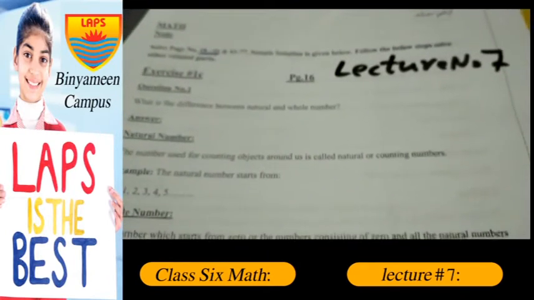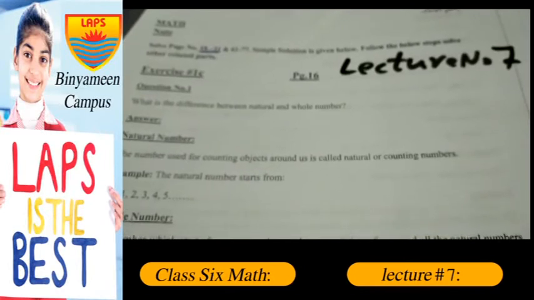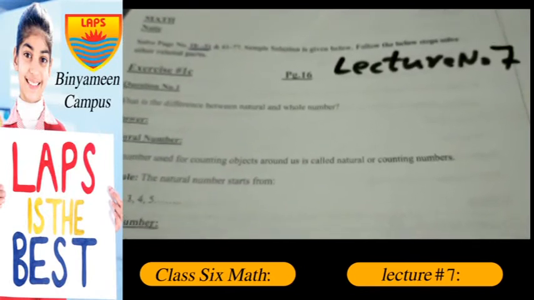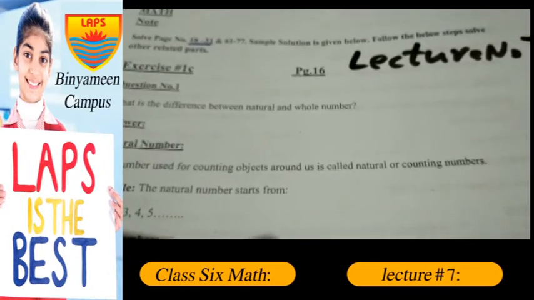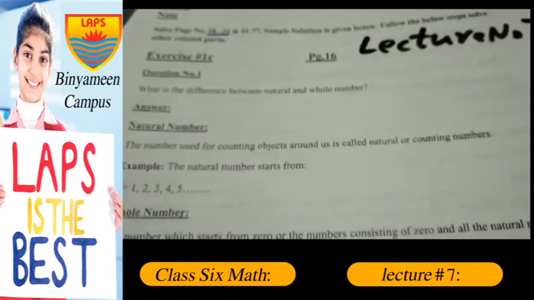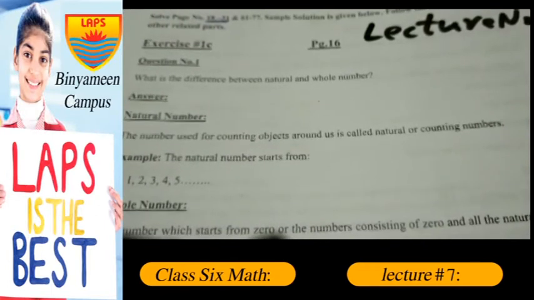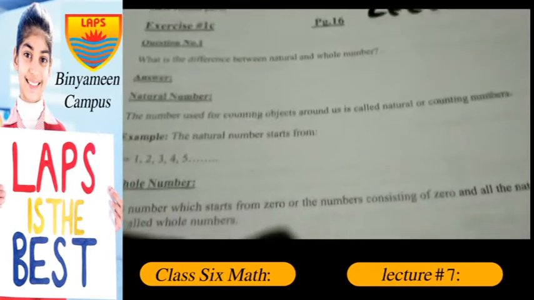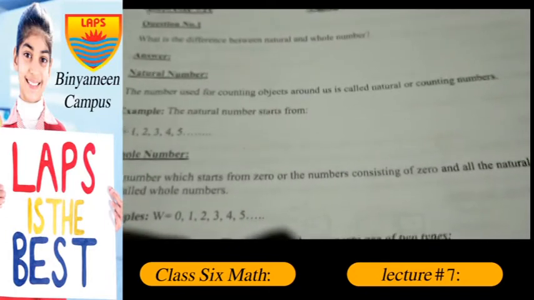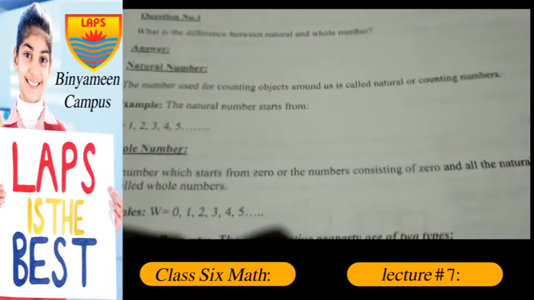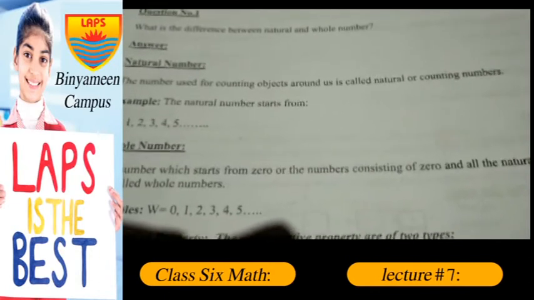Today I deliver a lecture on page number 16, lecture number 7, exercise 1C. Question number 1. What is the difference between real and natural and whole numbers? Answer is that natural numbers, the numbers used for counting objects around us, are called natural or counting numbers.